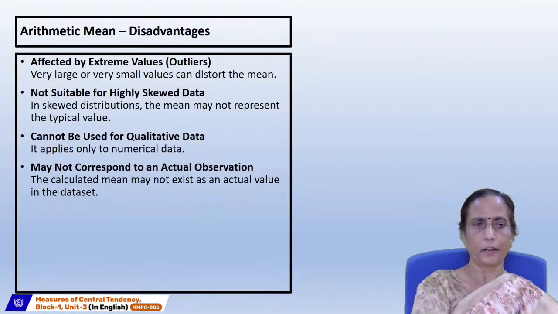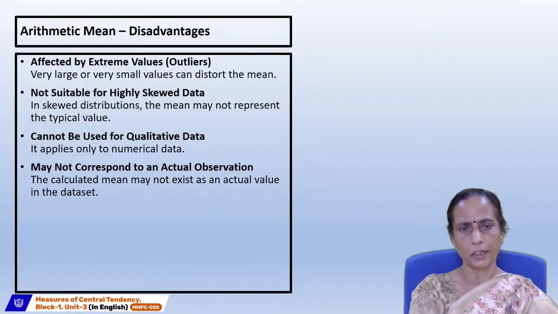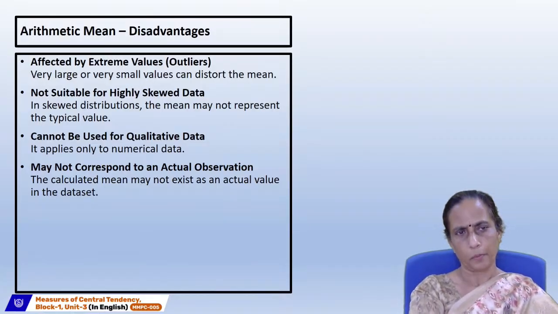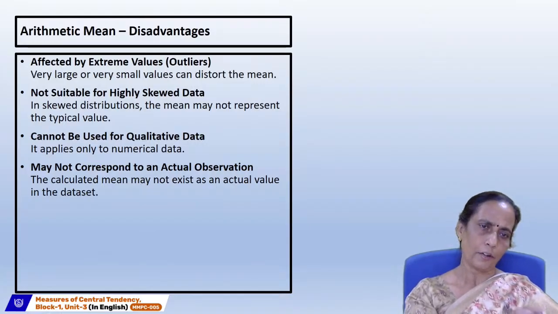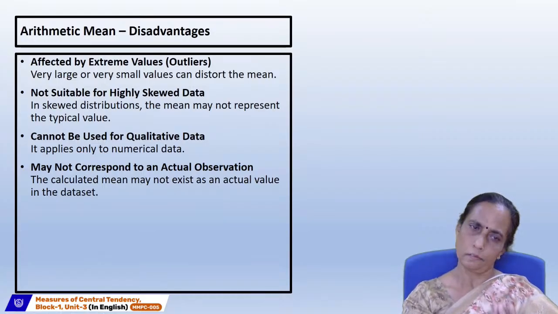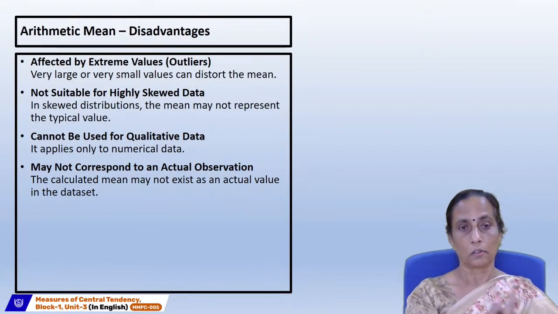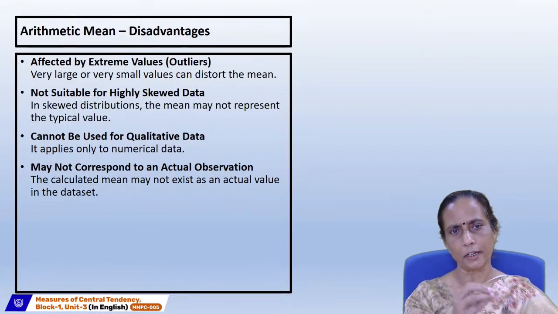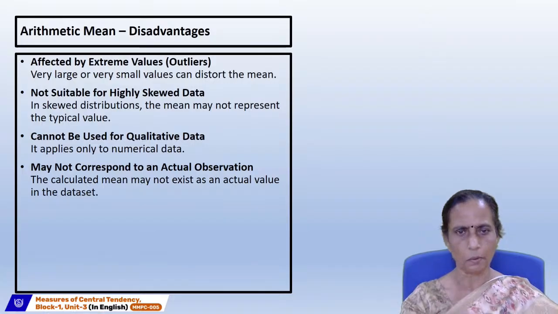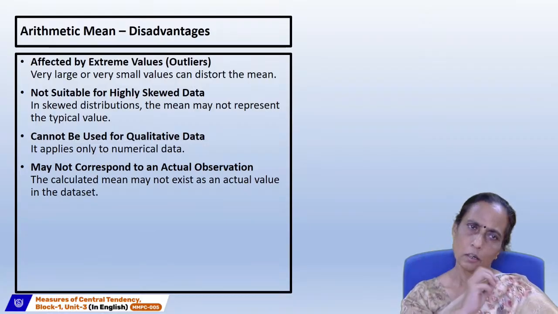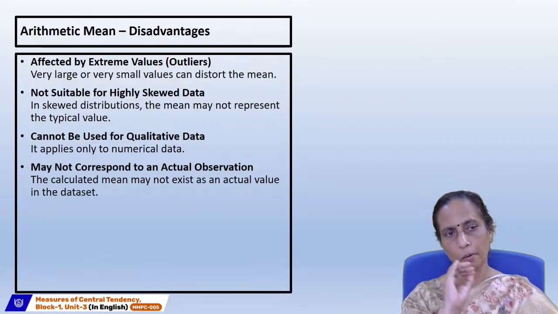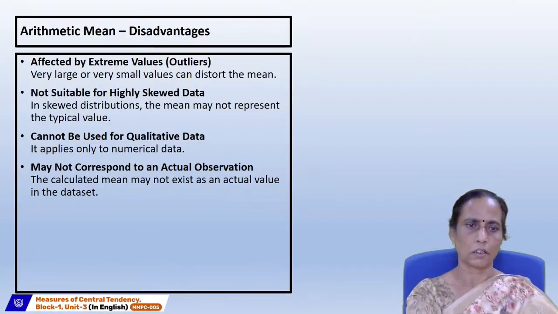But everything that exists in this world has several pros and several cons. Everything has certain good features and certain features which will be troubling you. So number one here is that it is affected by extreme values. If all the observations are somewhere in between, but one observation is very high, in that case your arithmetic mean is not a suitable measure for the study.